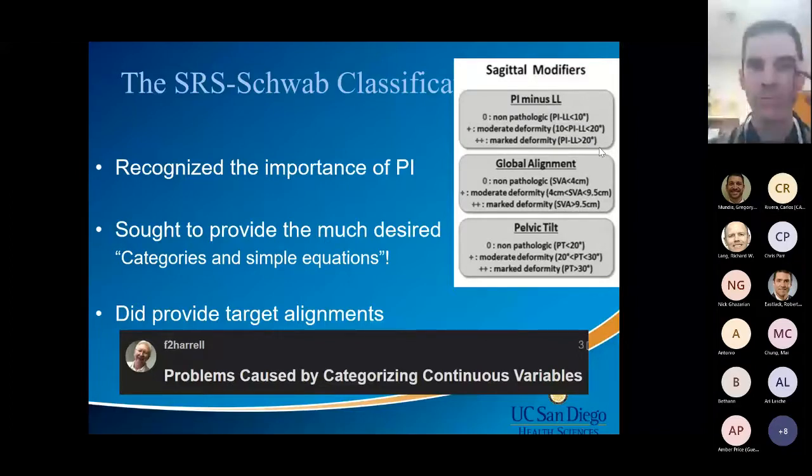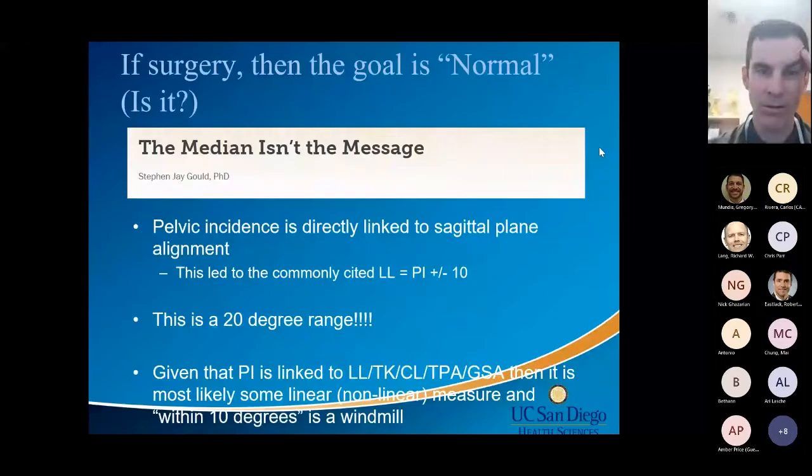So if we're going to do surgery, then the goal is normal, isn't it? Stephen Jay Gould was a biostatistician who was diagnosed with cancer and went in and said, well, what does this mean? And they said, well, median survival is 1.8 years. And he said, I don't care what median survival is. What's my survival going to be? And so that's why we need to work towards more individualized targets.